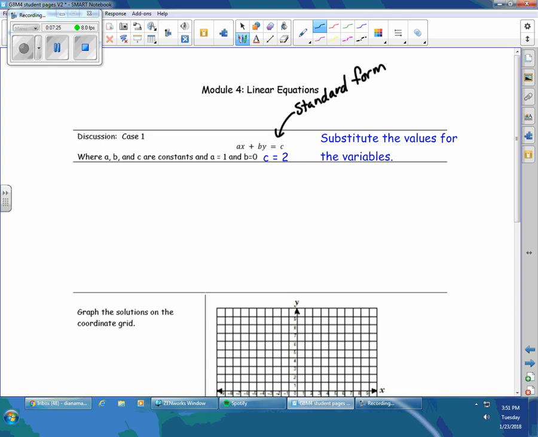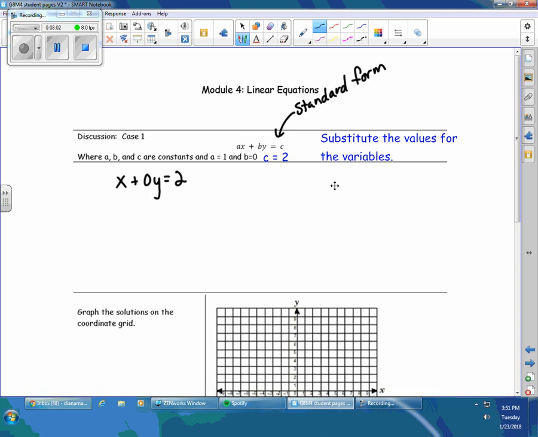So they're saying where a, b, and c are constants, and a equals 1 and b equals 0, and they forgot to write anything that c equaled in your book. So I'm going to say c equals 2. What that means is we're going to substitute those values in for the variables. So instead of ax, we're going to say 1x, or just x. Instead of b, we're going to write 0, y equals 2. Now we could say c here, but I find that it's a lot easier understanding a concept when you have a number in it, and you can actually solve things with that number.